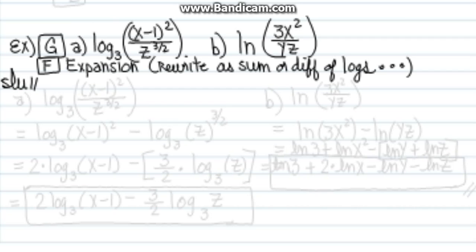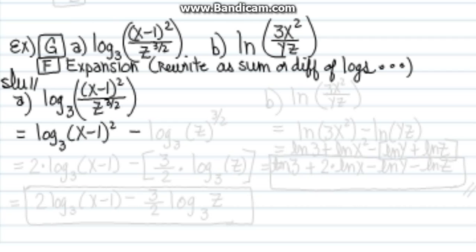So for the first one, part A, we'll write down the original form, log base 3 of the quotient (x minus 1) squared over z to the 3 halves. And now we're going to bust up the fraction. The log of a fraction is equal to the log of the top minus the log of the bottom, where we have the same base 3 that we had in the original question. Now we're going to use the rule that says the exponents on the number parts come out in front and become factors.